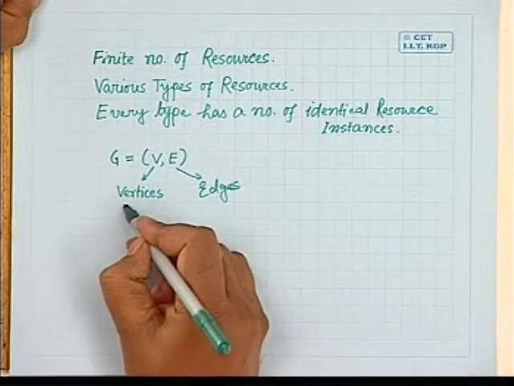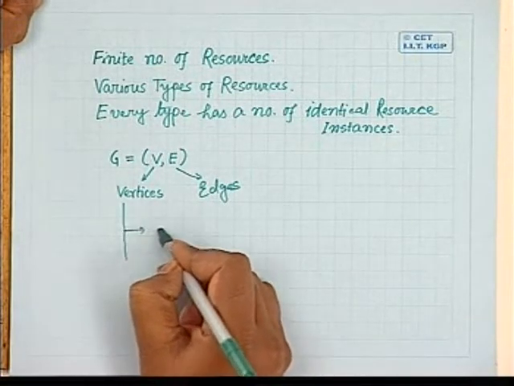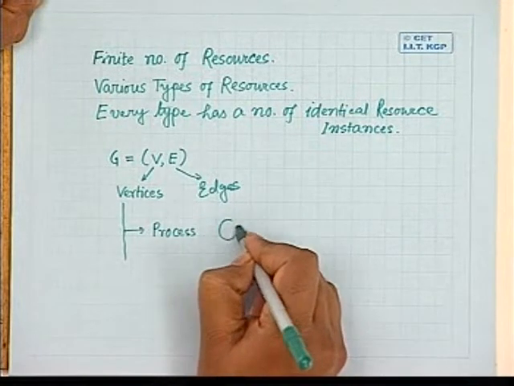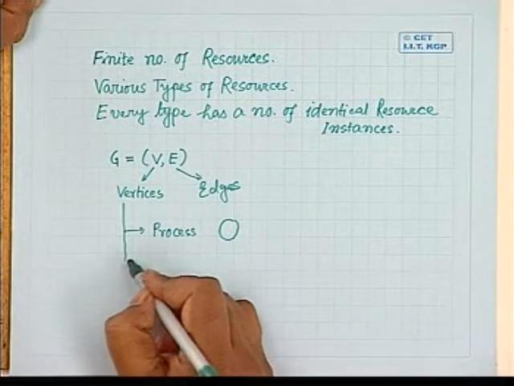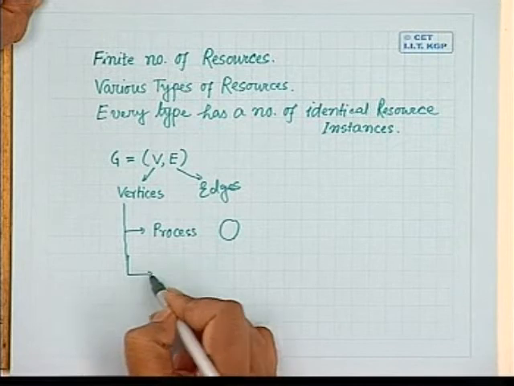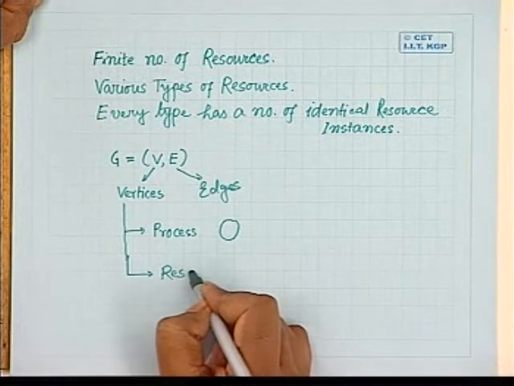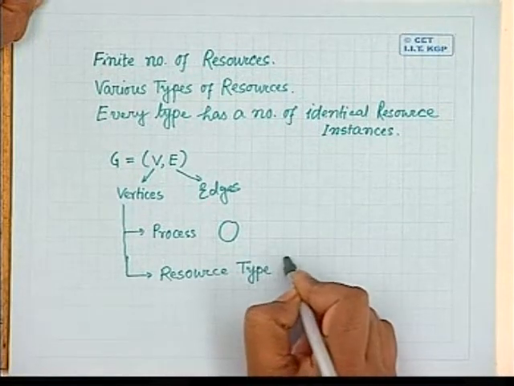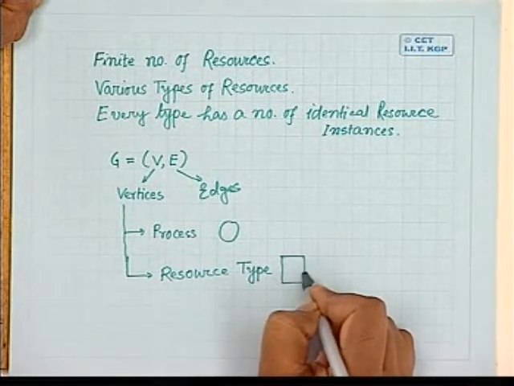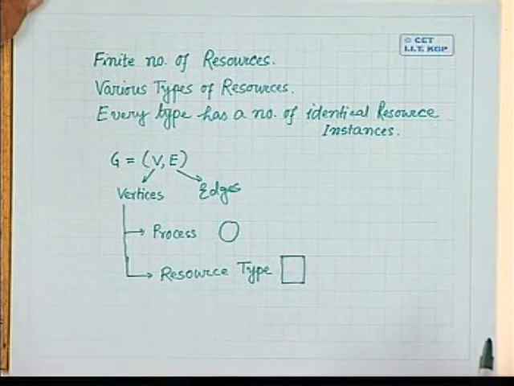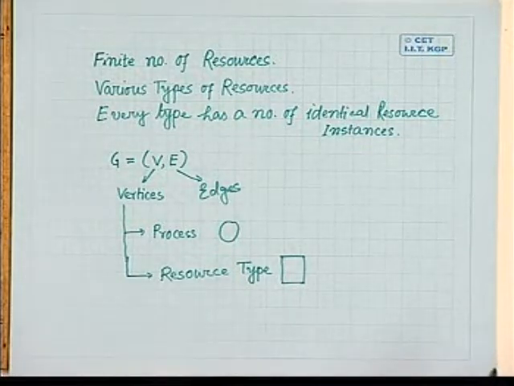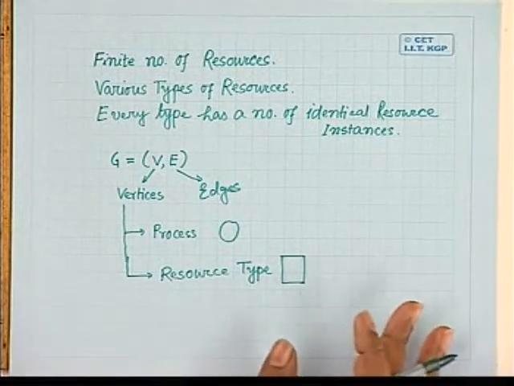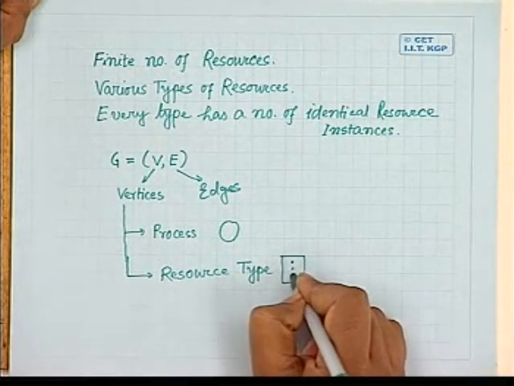Okay. So a vertex corresponding to a process will be represented by a circle, and a vertex corresponding to a resource type will be represented by a rectangle, and within the rectangle we'll put a number of dots which is equal to the number of instances of that resource type. So if a particular resource type has, say, 3 identical instances of that resource, we will put 3 dots in the rectangle.